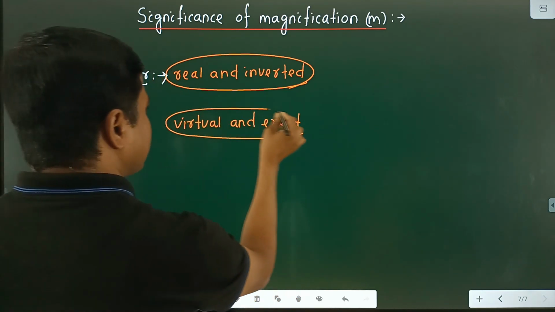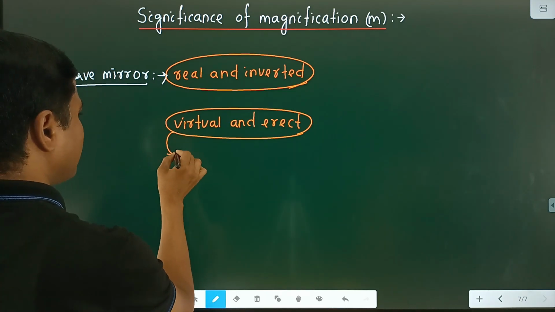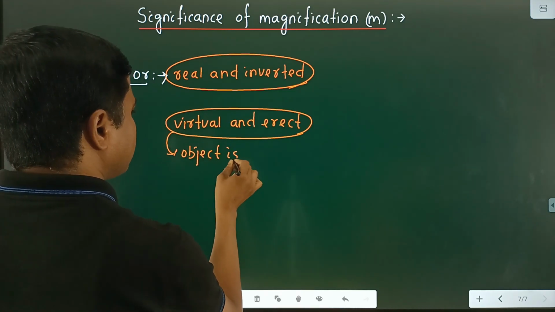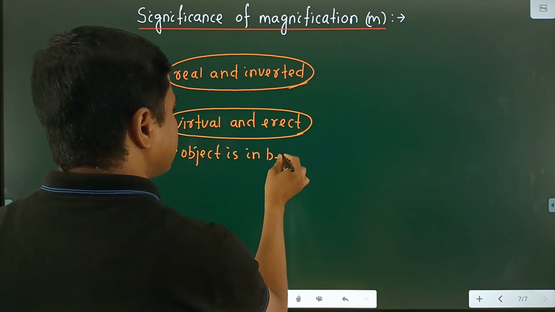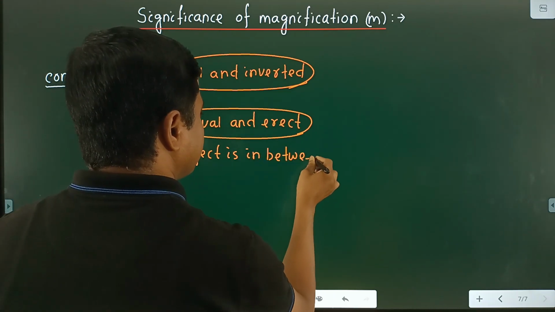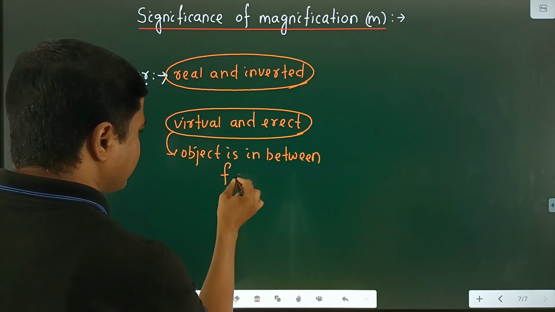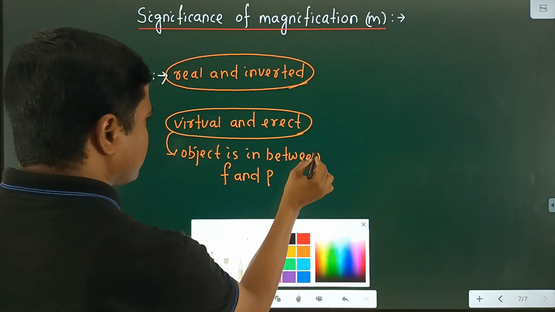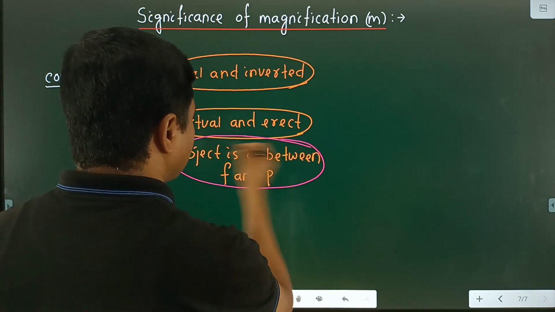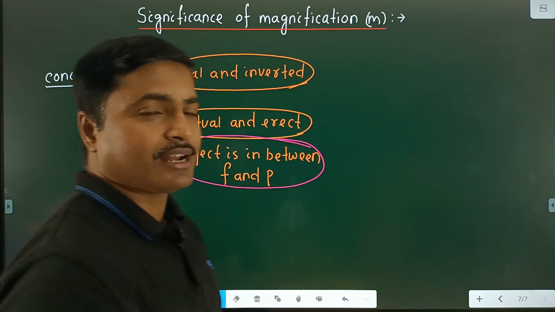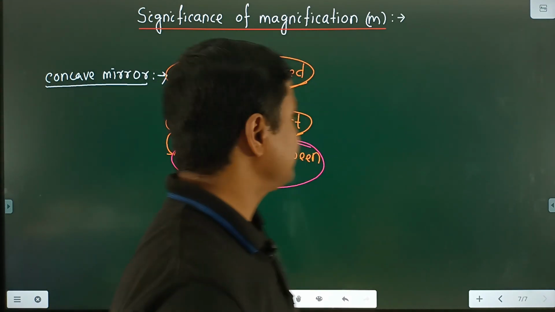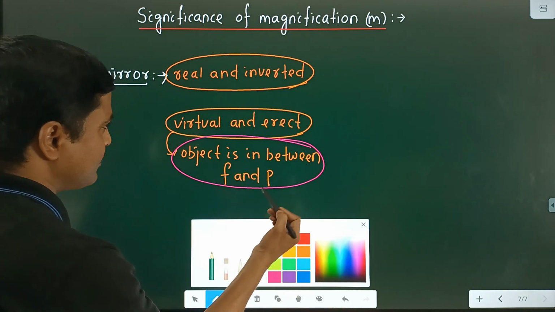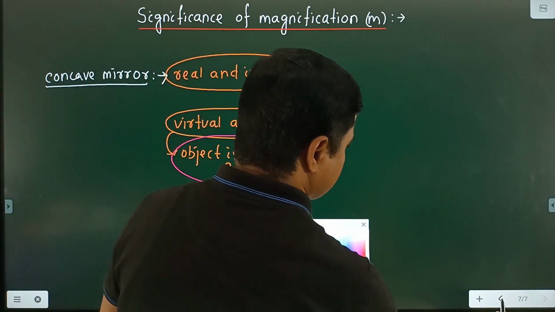And we get virtual and erect image when object is in between focus f and pole. You also know that. Clear? When object is in between focus and pole, we get the virtual and erect image. And in case of real and inverted image, what happened? Look at the figure.